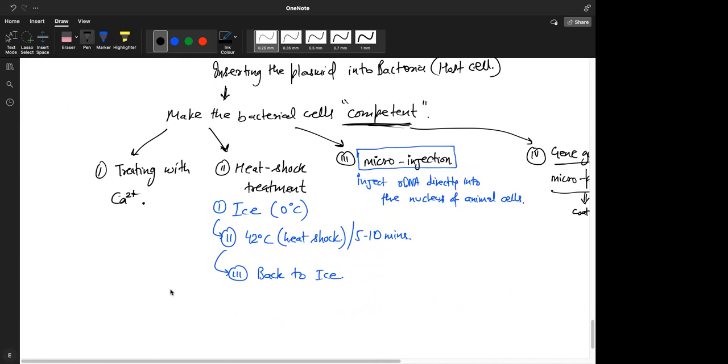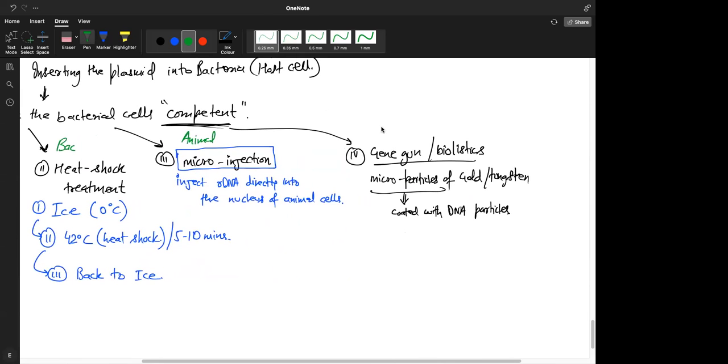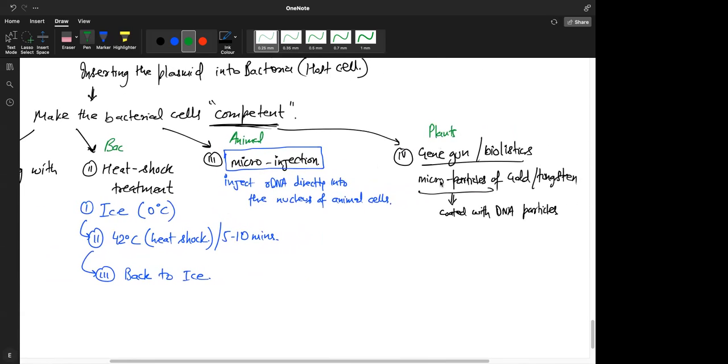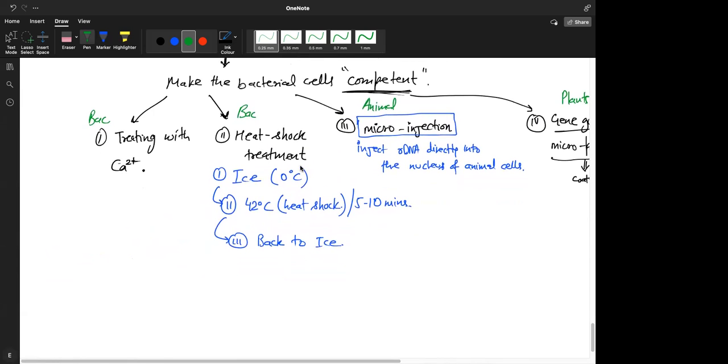Is that clear? So just remember that for working with bacterial cells, this and this is mostly used. I'm writing it back. For animal cells, this is used mostly, and gene gun is mostly used for plants. It's not like it cannot be used for bacteria. So for example, microinjection is very difficult to be used for bacteria, but microinjection can be used for plant cells, or gene gun can be used for animal cells as well. Gene gun can also be used for bacterial cells, but treating with divalent cation and heat shock is a simple way to make competent cells. So we just do it that way.